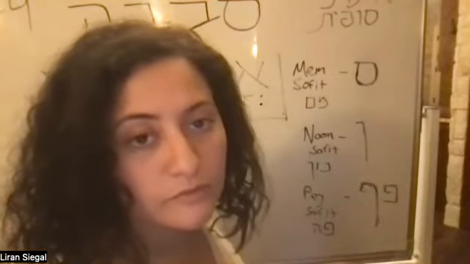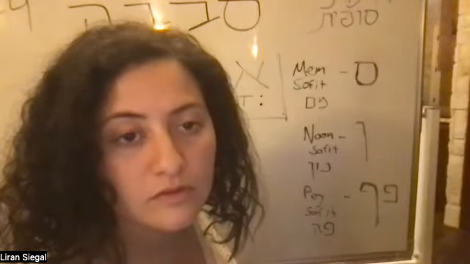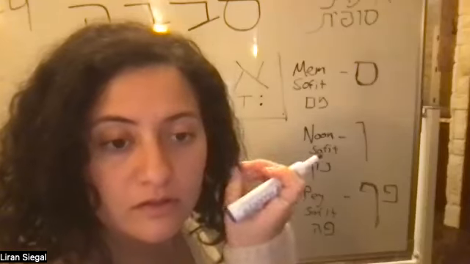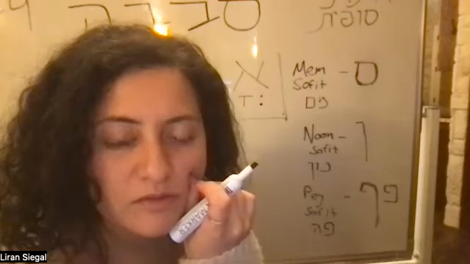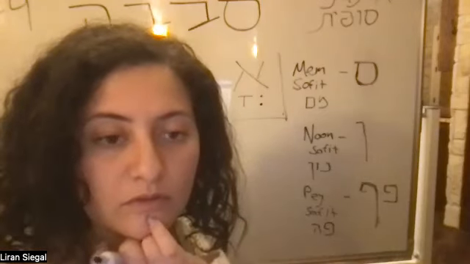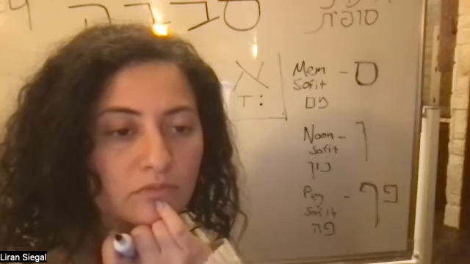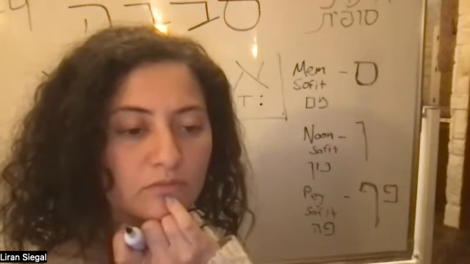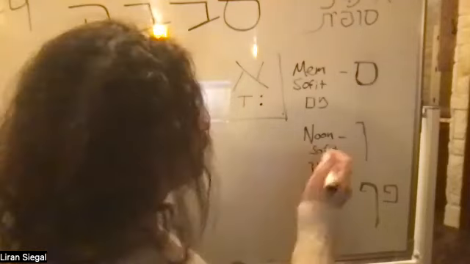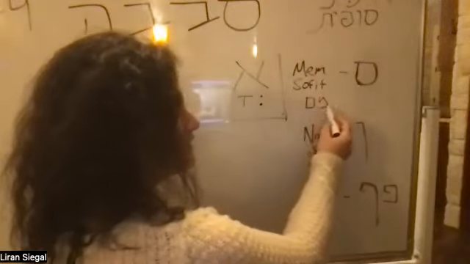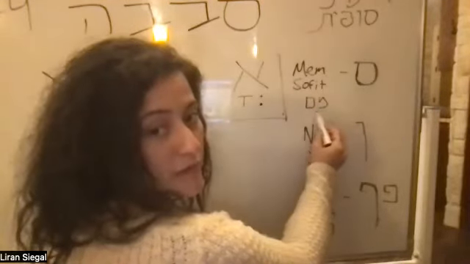What are all the letters under the nun sofit? I'm not sure what you're trying to indicate there under the mem and the nun and the pay. We don't understand what the markings are underneath the words on the board. Underneath these? That's how you write mem in Hebrew. Mem.